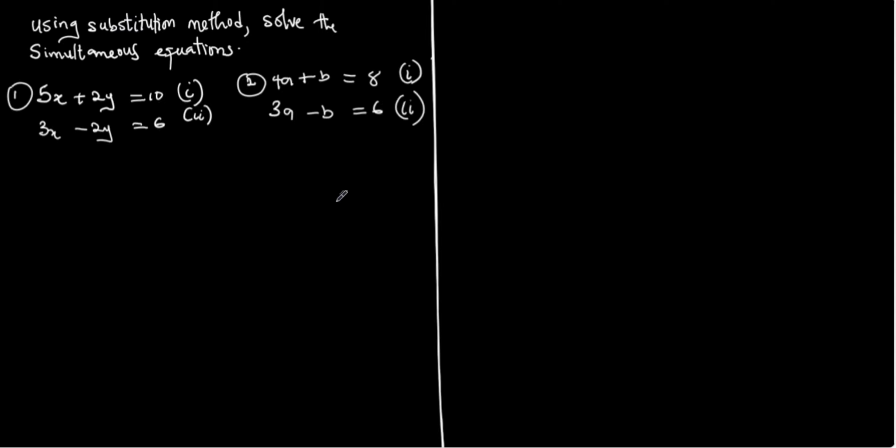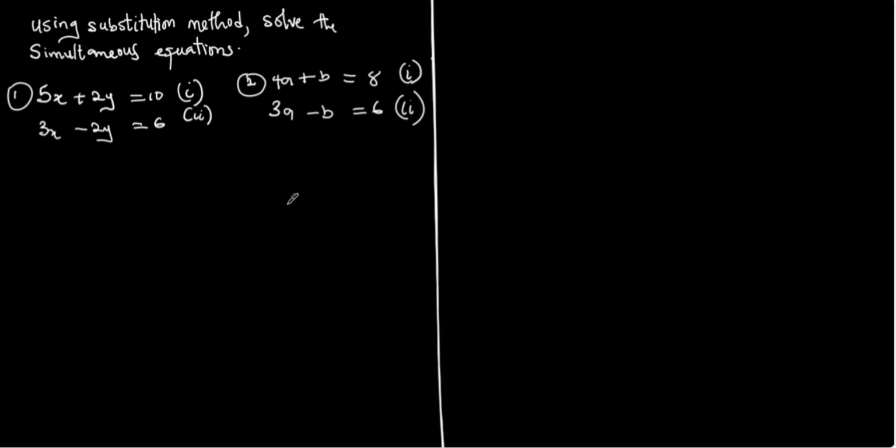So we have this question that says, using substitution method, solve the simultaneous equations. Number 1, 5x plus 2y equals 10, and that's equation 1. 3x minus 2y equals 6, that's equation 2. Number 2, 4a plus b equals 8, that's equation 1. 3a minus b equals 6, that's equation 2.